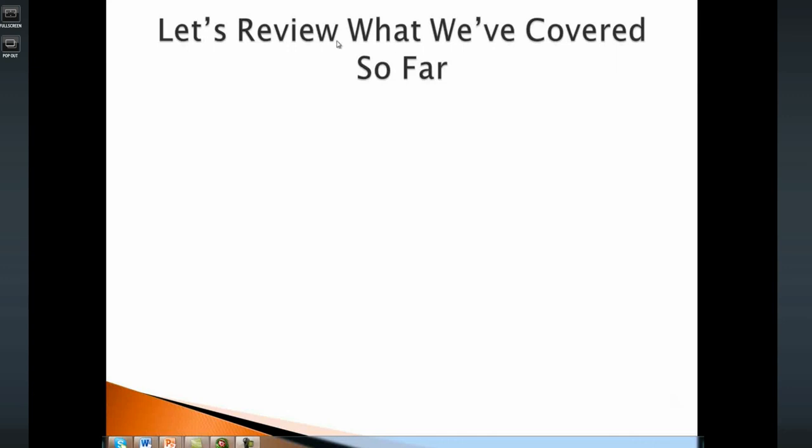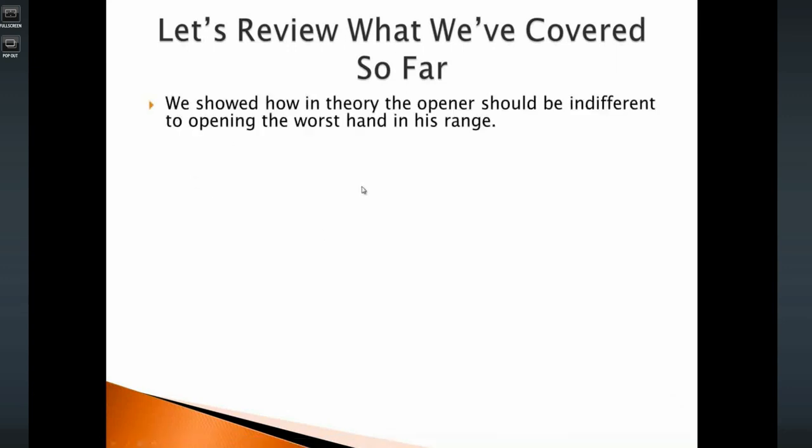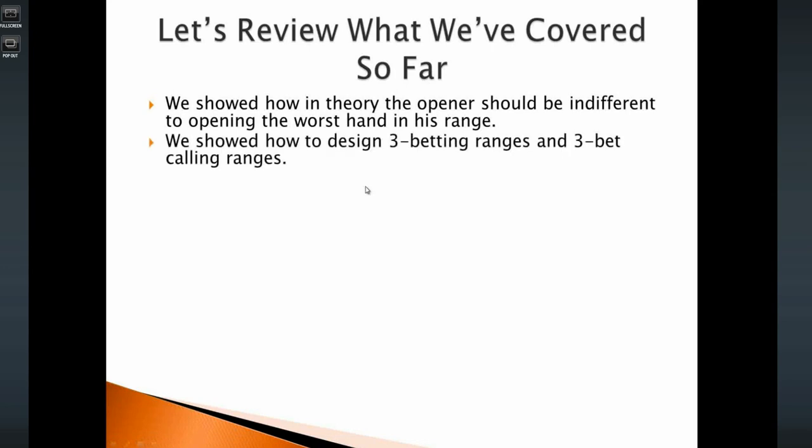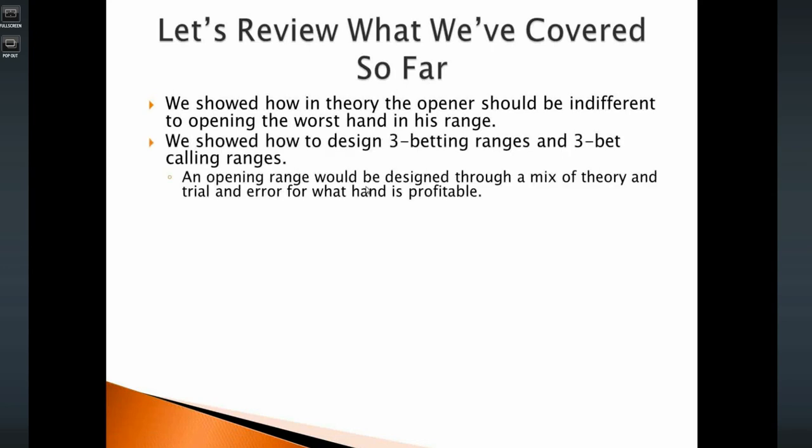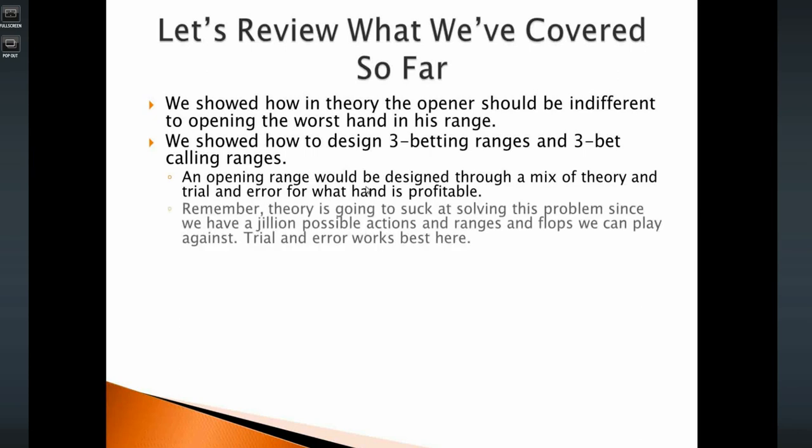All right, so let's quickly review what we've covered so far. I'm going to go over this really fast. We showed how in theory the opener should be indifferent to opening the worst hand in his range. We showed how to design 3-betting ranges and 3-bet calling ranges. An opening range would be designed through a mix of theory and trial and error for what hand is profitable.